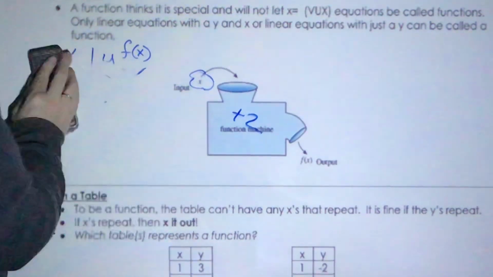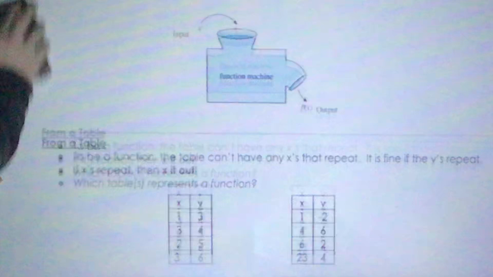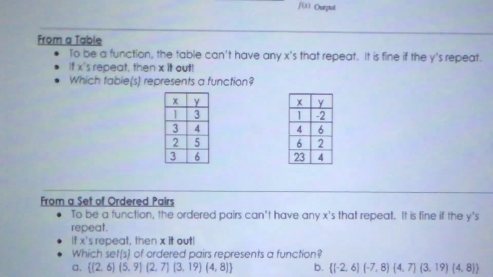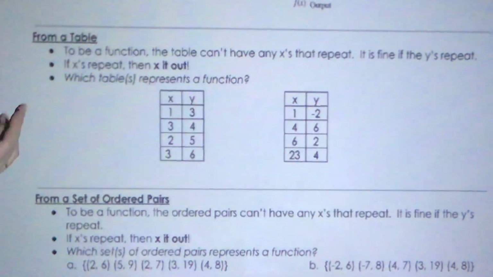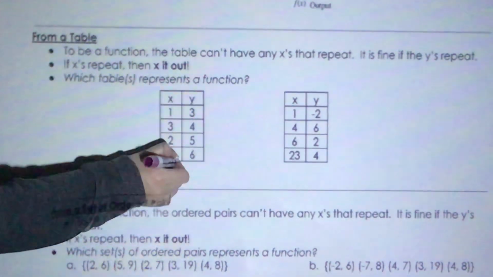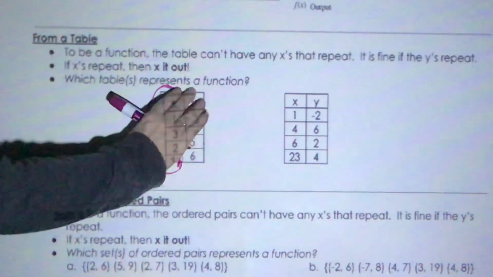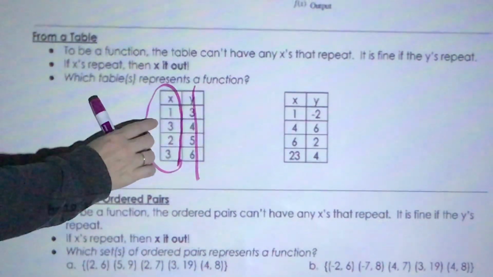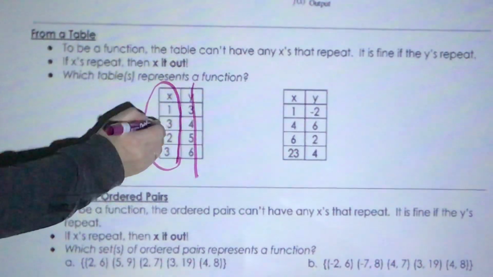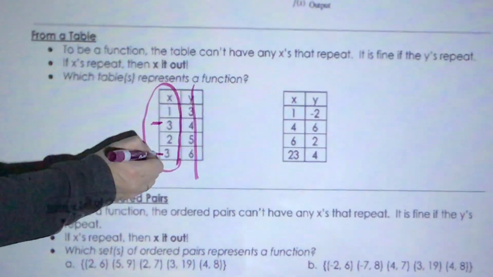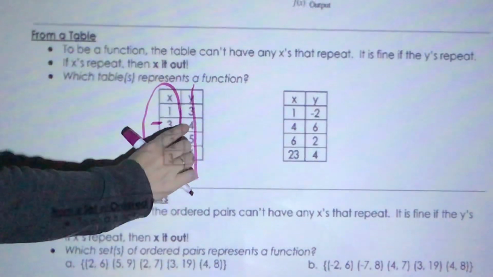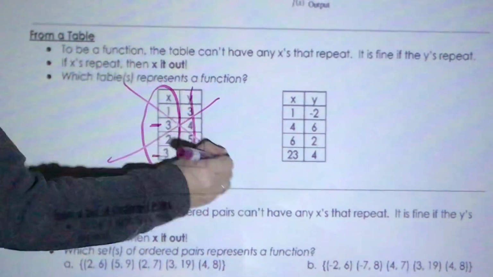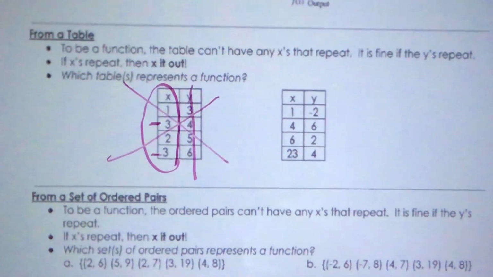So we want to be able to spot these. And so we're going to talk about the table first because that's the easiest way to spot whether or not you have a function. So for it to be a function, we can't have any x's repeat. So we're going to just look at the x's. We don't care about the y's. We're only going to look at our x's. And we're looking to see if x's repeat. In this case, the 3 repeats. Sometimes the 3 became a 4, sometimes the 3 became a 6. That means this is a broken machine, so it's not a function.